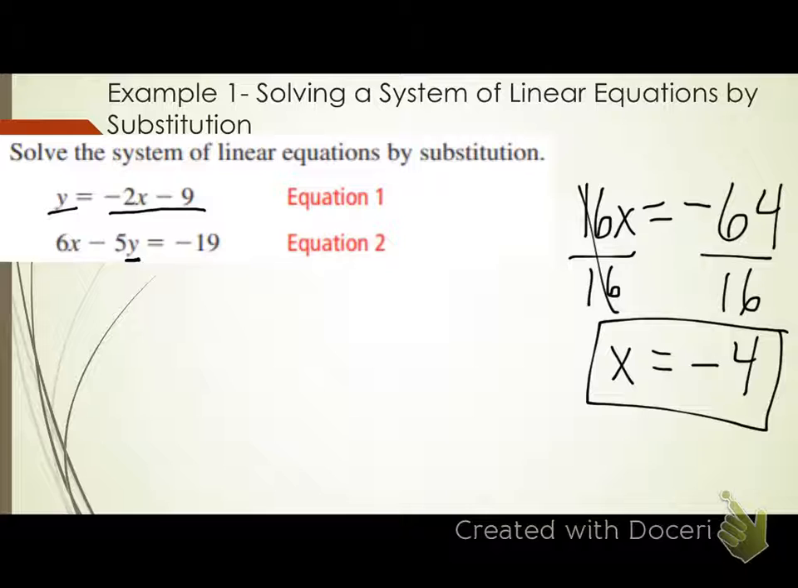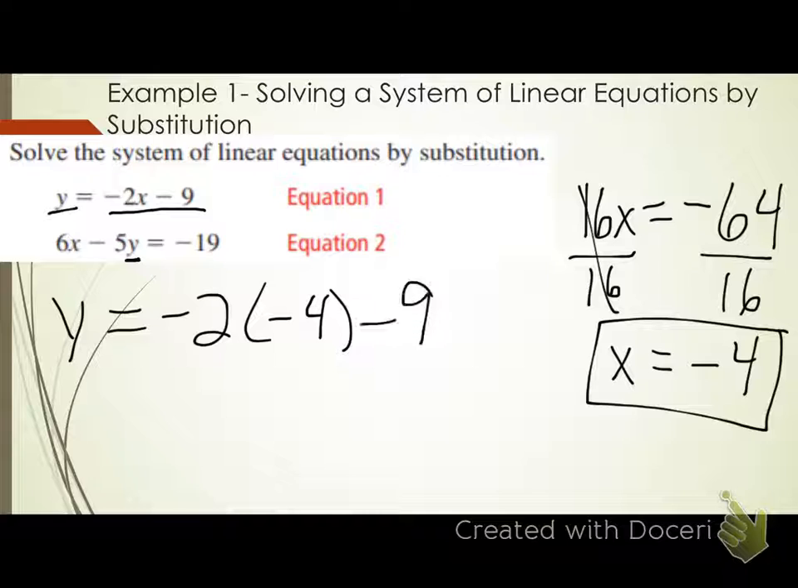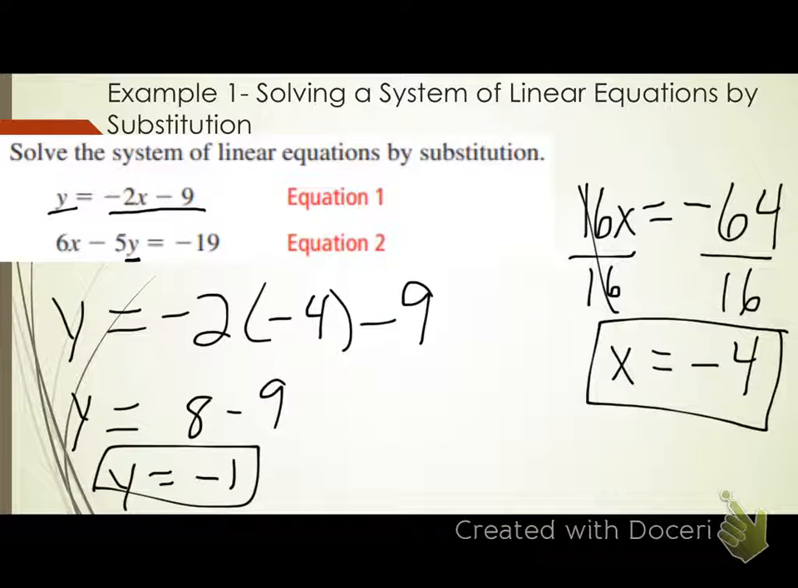So we're plugging into y equals negative 2x minus 9. Substituting negative 4 for x. What's negative 2 times negative 4? 8. 8 minus 9 is what? Negative 1. I do want you to write your answer as an ordered pair.